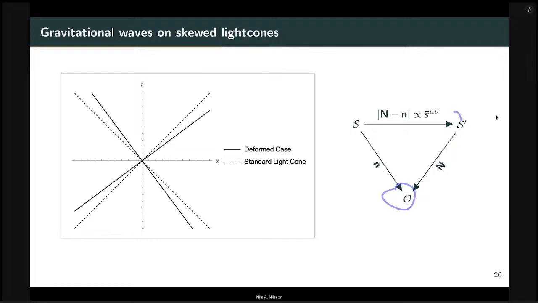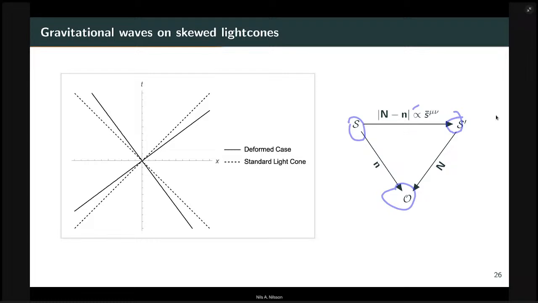But this is not the true location of the source. The true location of the source is here. And the distance between them is somehow proportional to local Lorentz violation. So please remember that this coefficient is very small. It is at the most 10 to the minus 16. And so any discrepancy in the location is going to be completely swallowed by even a 1 sigma error from LISA or from LIGO. But anyway, in this setup, this is something that we expect.